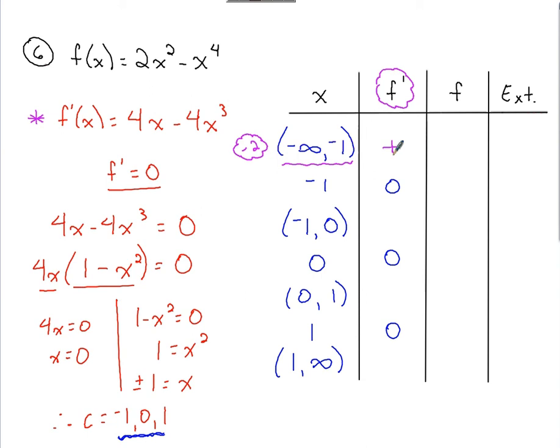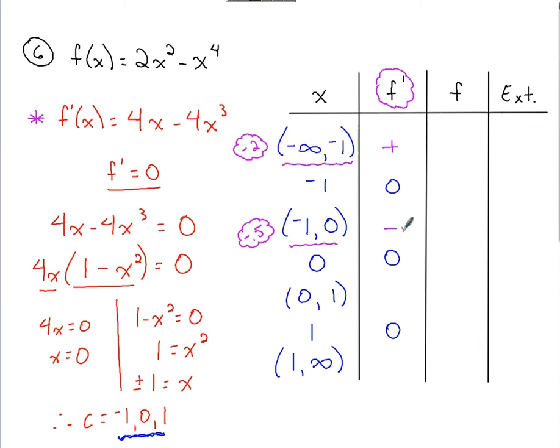If you take a number now on this next interval, negative 1 to 0, so something between those two numbers, say negative 1/2, negative 0.5. If you plug that back into the derivative, I'm sorry, not the original function, the derivative, you should find that you get a negative number back.